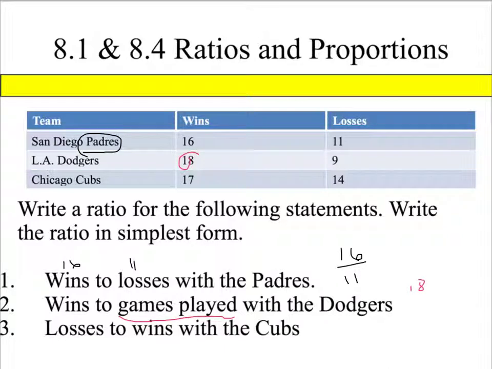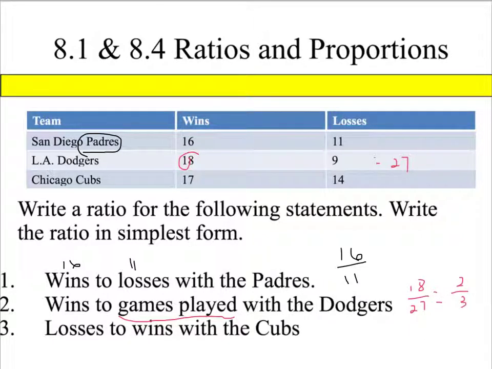How many games did they play? Well, we know if a game is going to be played in the major leagues, it's always going to be a win or a loss. There are no ties in baseball, not in the majors. So if you look at 18 and 9, when you add those together, there are 27 total games played. Simplest form, you can divide both of those by 9, and you come up with 2/3.